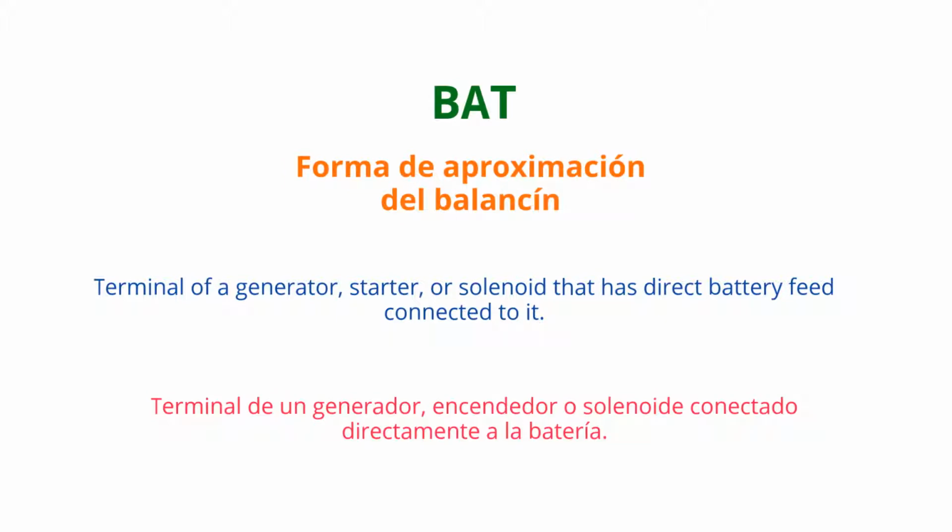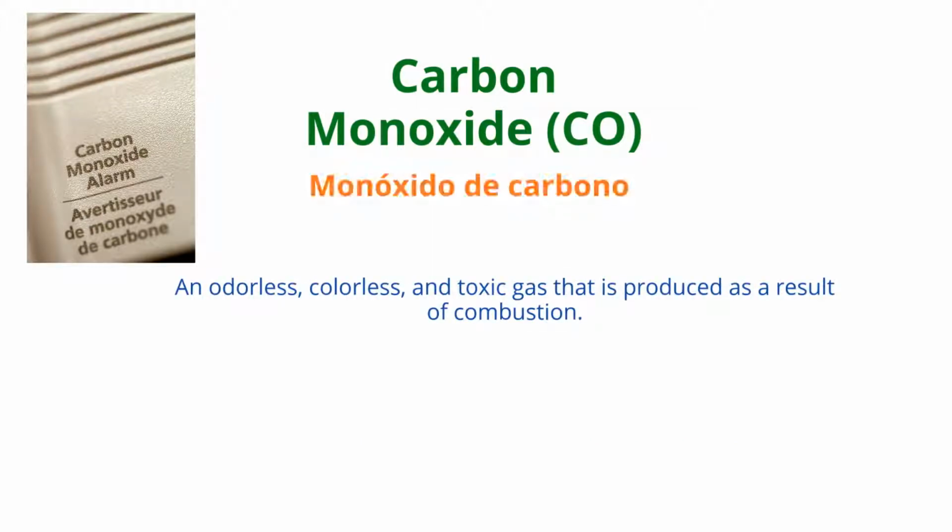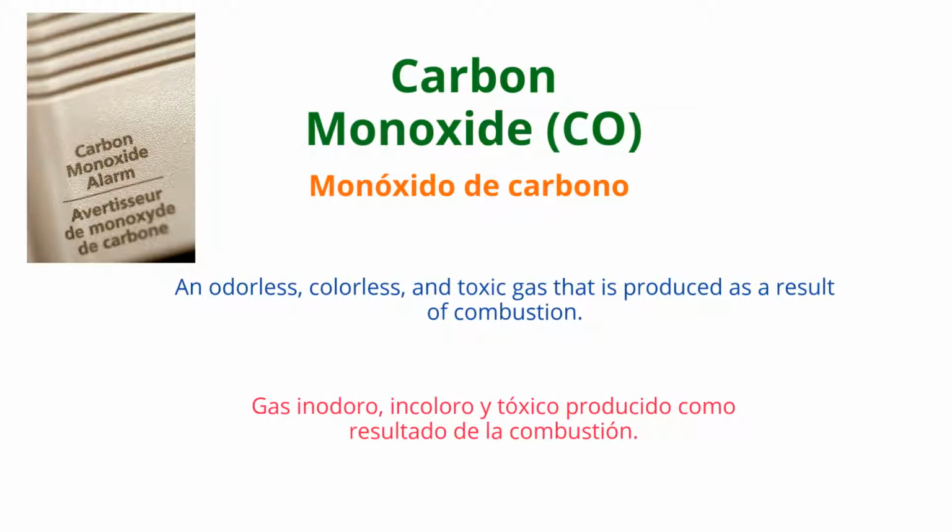BAT. Terminal of a generator, starter, or solenoid that has direct battery feed connected to it. Bus. The term bus is used in reference to data transmission since data is being transported from one place to another. The multiplex circuit is often referred to as the bus circuit. Carbon monoxide, or CO, an odorless, colorless, and toxic gas that is produced as a result of combustion.